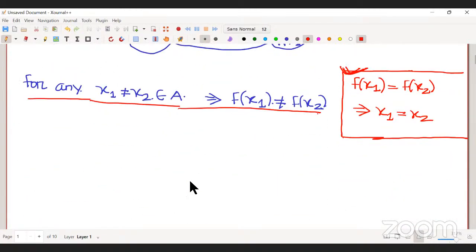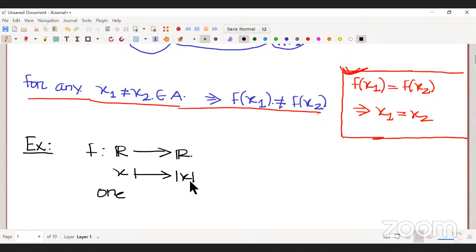So okay, let's take an example. Consider this map from the set of real numbers to real numbers, x goes to modulus of x. I want to check whether this map is one-to-one or not.